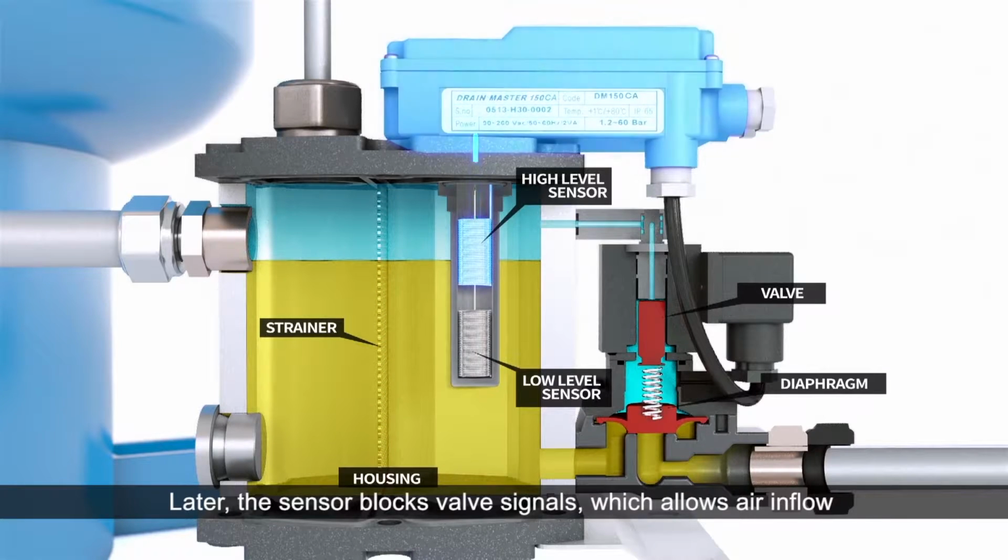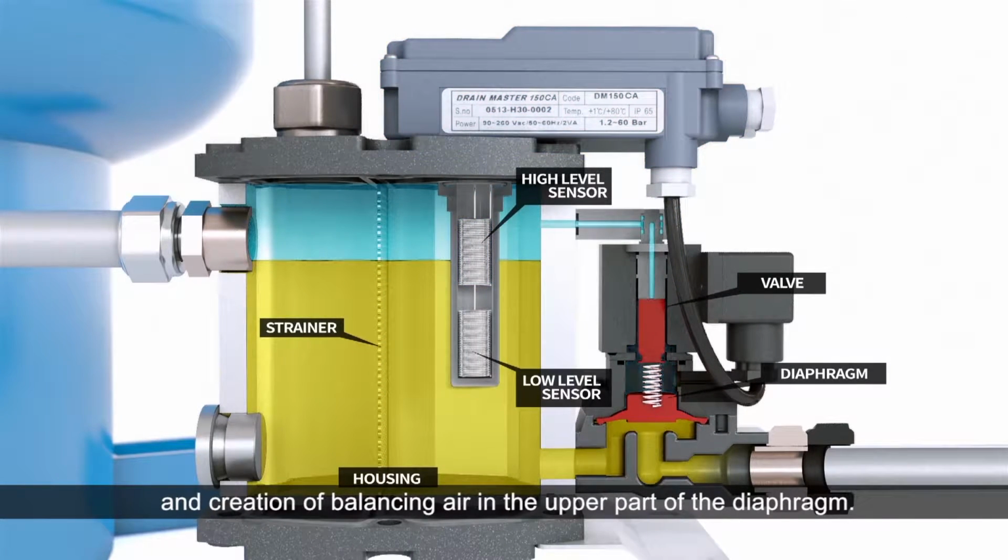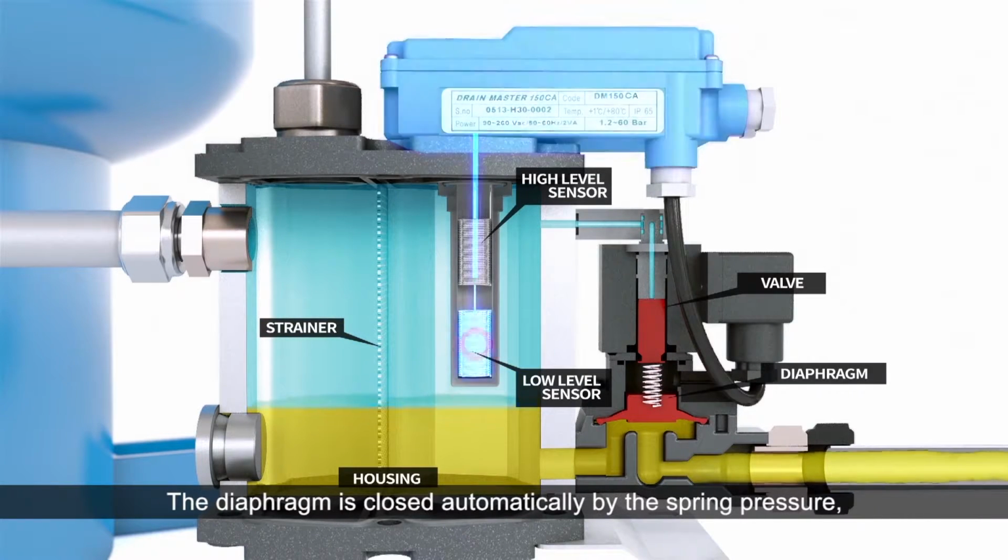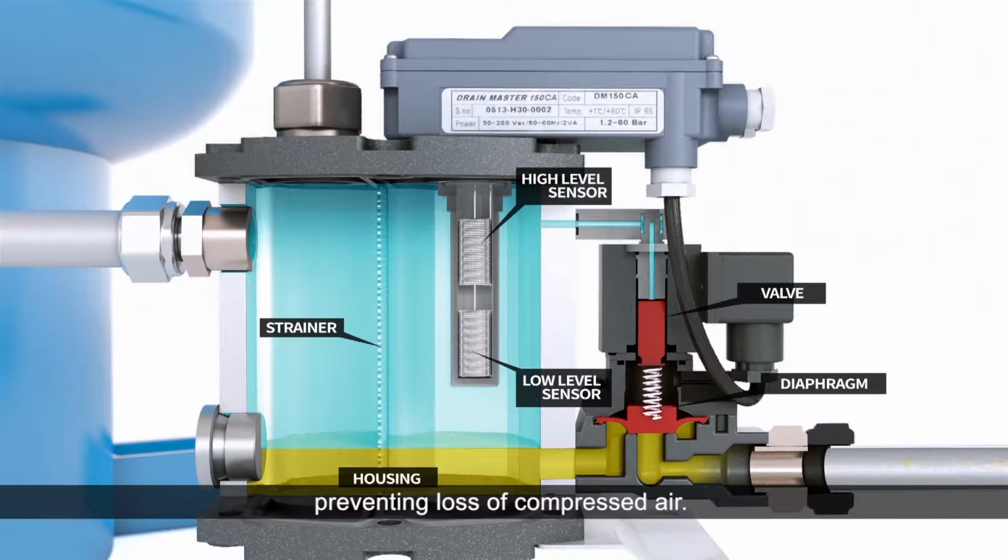Later, the sensor blocks valve signals, which allows air inflow and creation of balancing air in the upper part of the diaphragm. The diaphragm is closed automatically by the spring pressure, preventing loss of compressed air.